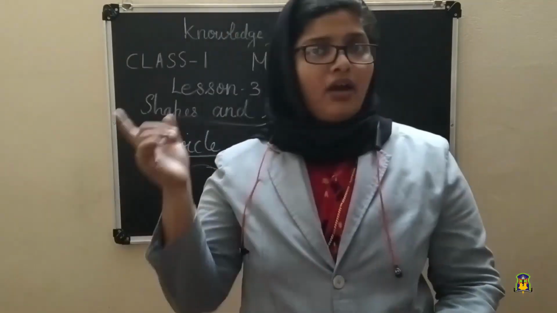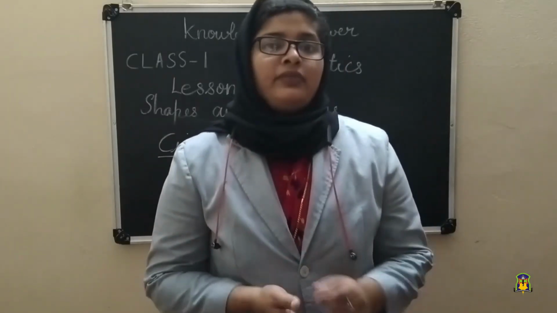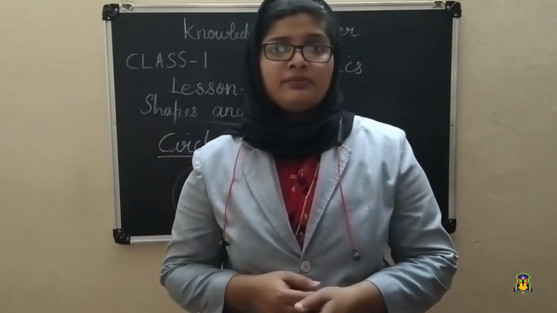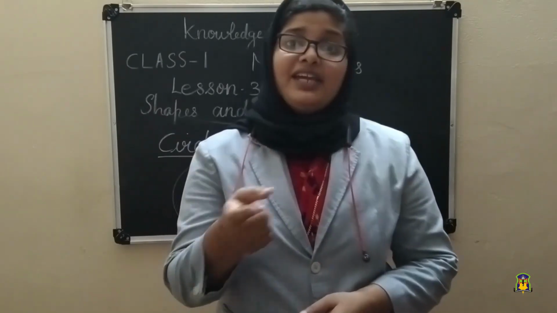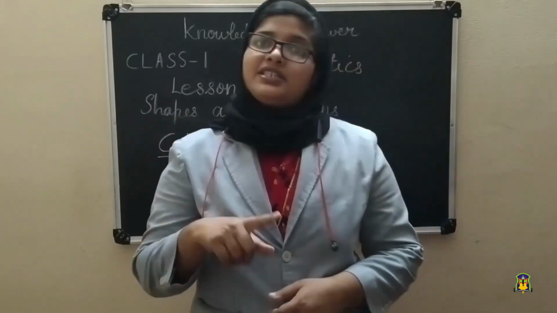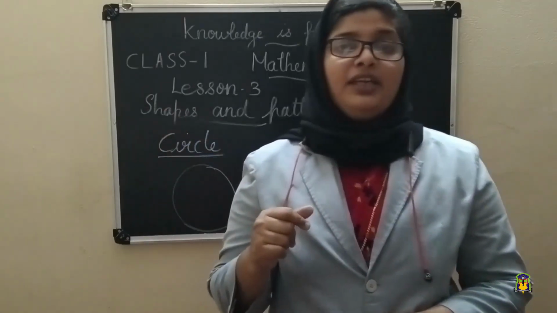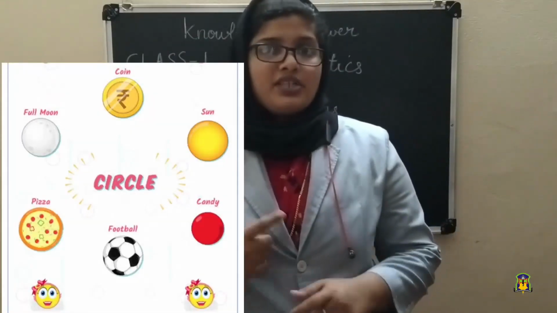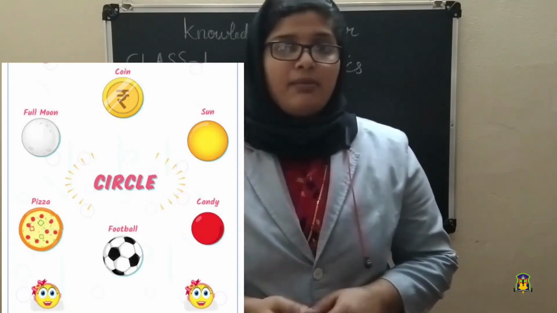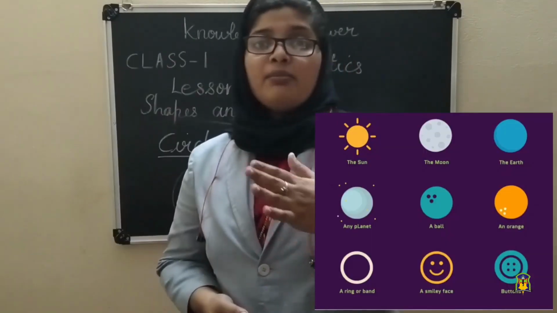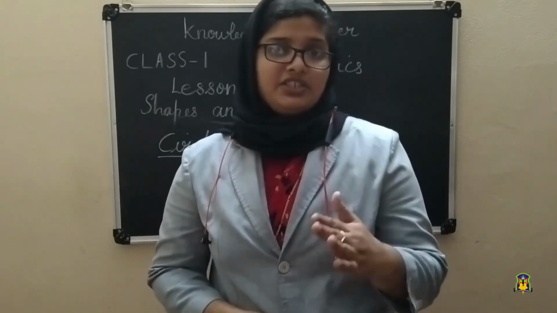Then all of you look around, find some examples for circle shape, circular shape. Yes, clock is there. Then in front of you, plate is there. Usually we are eating from it. Plate is in which shape? Circle in shape. Then next, chair. Yes, biscuit. Circle in shape. Then, find out some more examples. Yes, you have lots of examples. So, these are the examples of circle shape, circular shape.